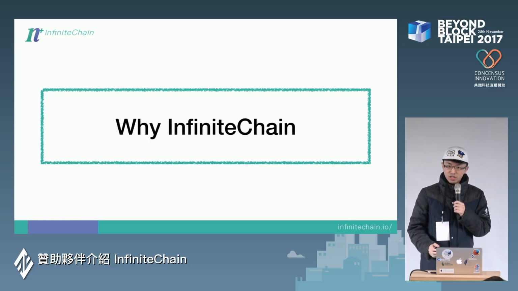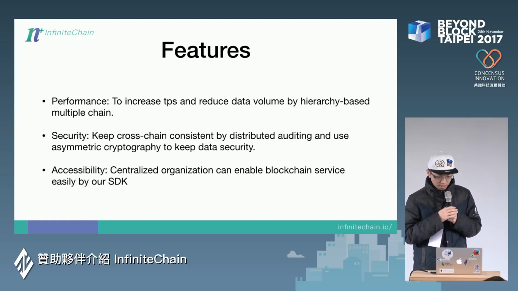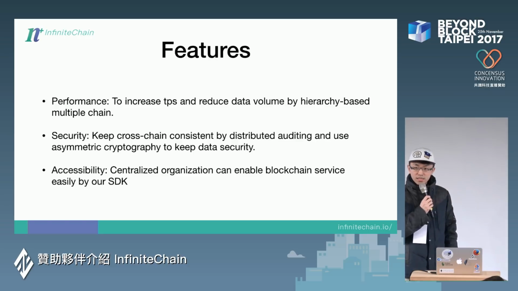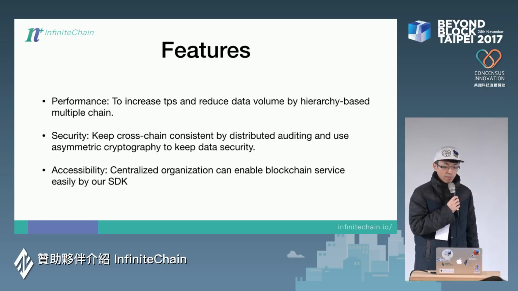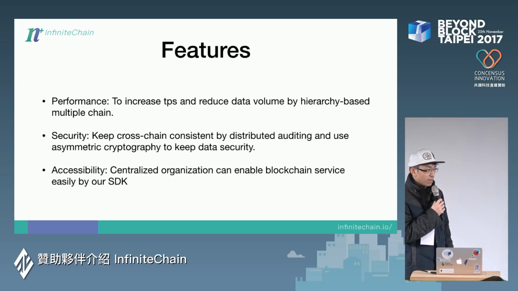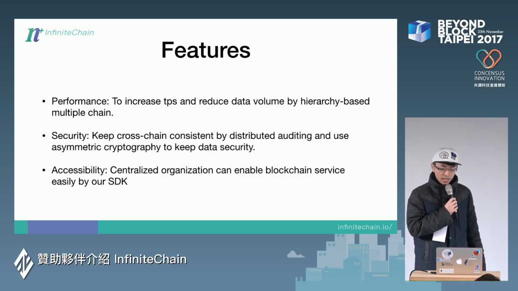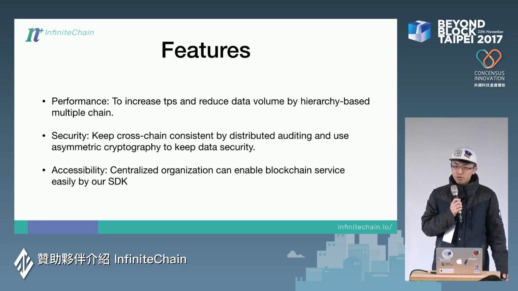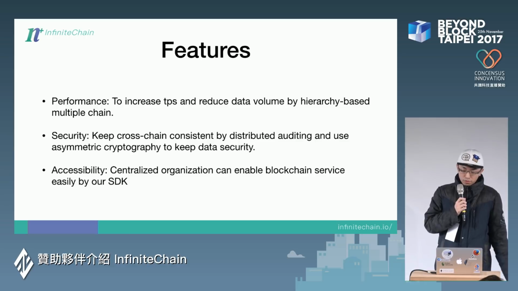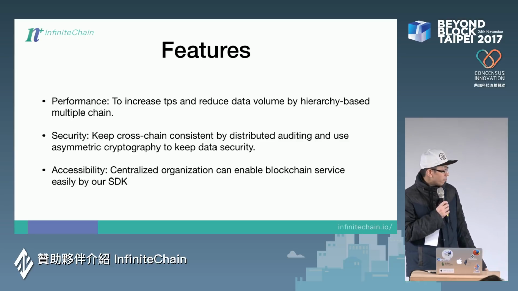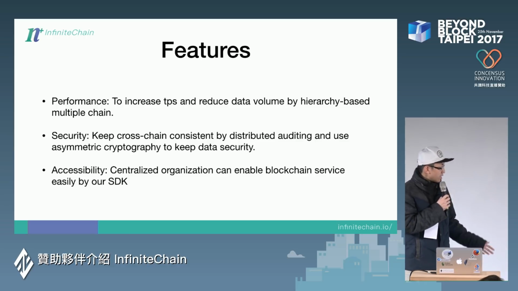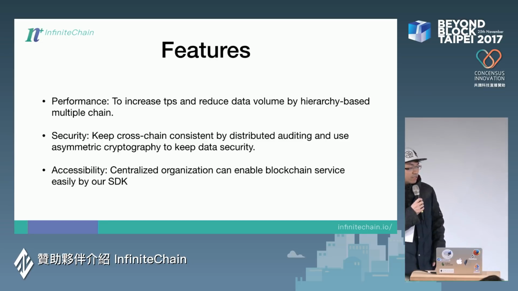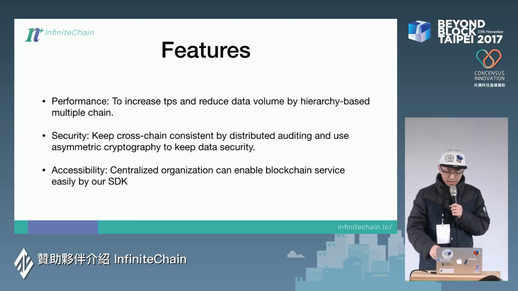Okay, so why Infinite Chain? First, performance. We increase TPS and reduce the data volume with the hierarchy-based multiple chain. Second, security. We also keep cross-chain consistency by distributed auditing and use asymmetric cryptography to keep the data secure. And last, accessibility. Every centralized organization can enable their service on the blockchain easily with our SDK.